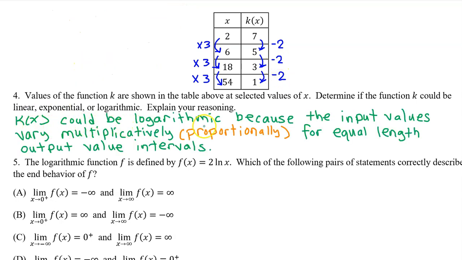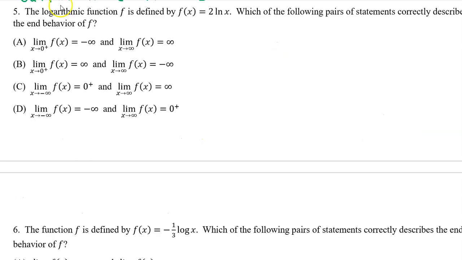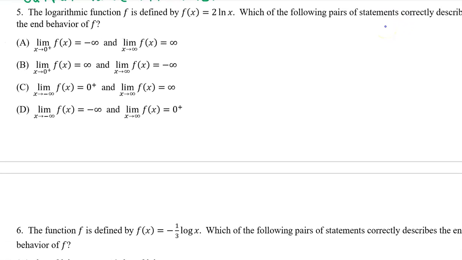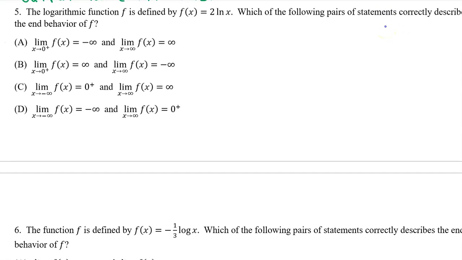K of x could be logarithmic because the input values vary multiplicatively, or you could say proportionally, for equal length output value intervals. Number 5. The logarithmic function f is defined by f of x equals 2 natural log x. Which of the following pairs of statements correctly describes the end behavior of f?